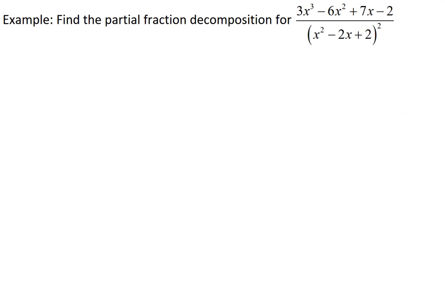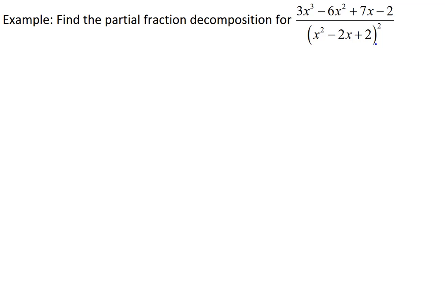Let's try an example where we want to find the partial fraction decomposition for the following rational expression. The numerator is 3x cubed minus 6x squared plus 7x minus 2. The denominator is a trinomial in parentheses. The trinomial is x squared minus 2x plus 2, and then that whole trinomial is squared outside those parentheses.